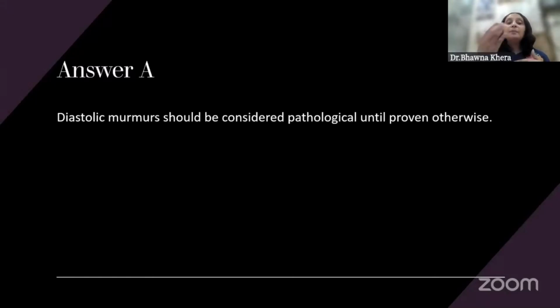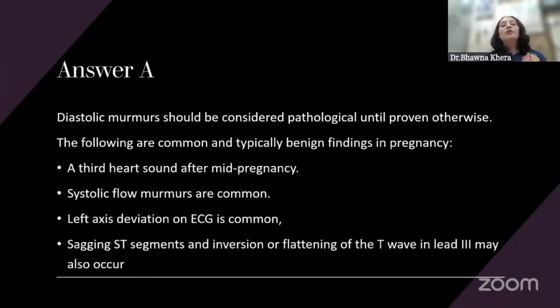So a larger amount of blood flows into the circulation, and that leads to the systolic murmur, right? But diastolic murmurs occur during the filling time, so they should be considered pathological until proven otherwise. Now, the following are common and typically benign findings in pregnancy. These are findings you can find in pregnancy, but they are physiological, because of the physiological changes in the system.